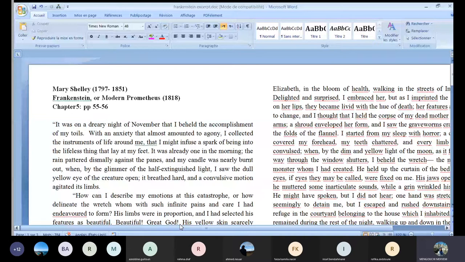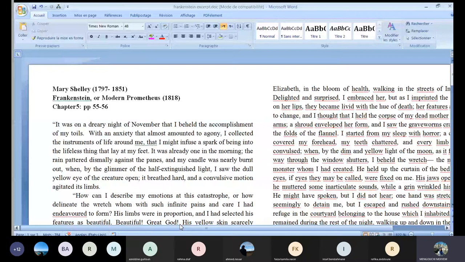You do not start your sentence by speaking about the chapter. You first introduce the novel and then you introduce the chapter. So a correct or complete identification of the passage would be: this passage, this excerpt, is taken from the Gothic romantic novel Frankenstein or Modern Prometheus, written in 1818 by Mary Shelley, chapter 5, pages 55-56.